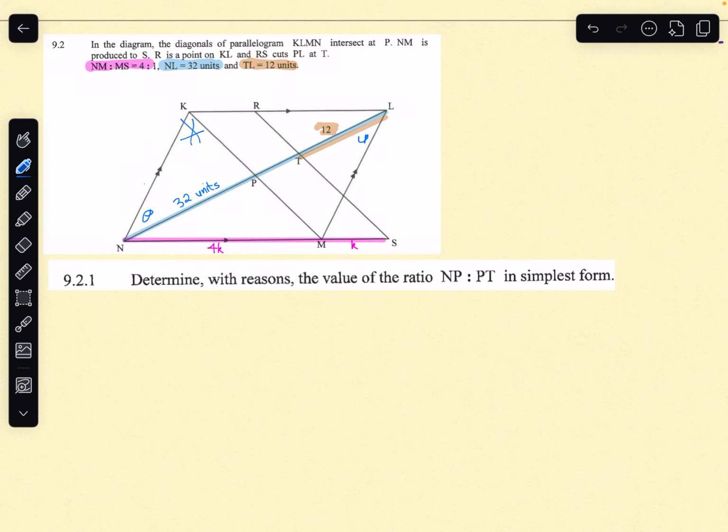This angle is equal to this angle, also alternate angles. And of course, this angle is equal to this angle, vertically opposite angles.